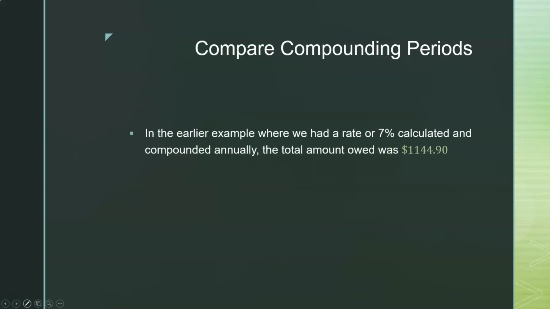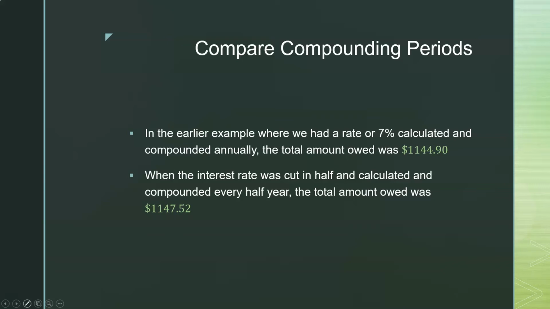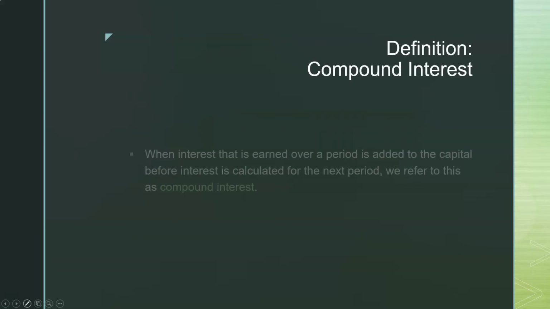So in the earlier example, where we had a rate of 7% calculated and compounded annually, the total amount owed was $1144.90. When the interest rate was cut in half and calculated and compounded every half year, the total amount increased to $1147.52. So a higher compounding frequency clearly benefits the lender.